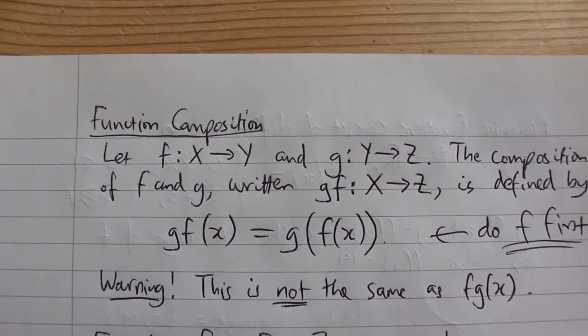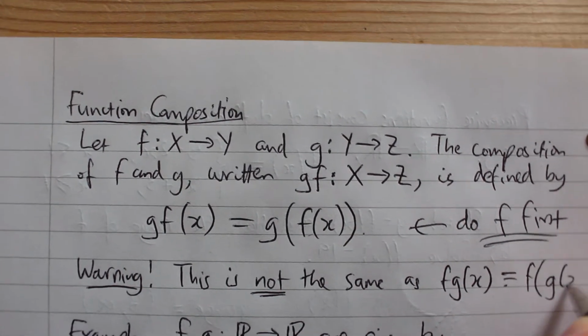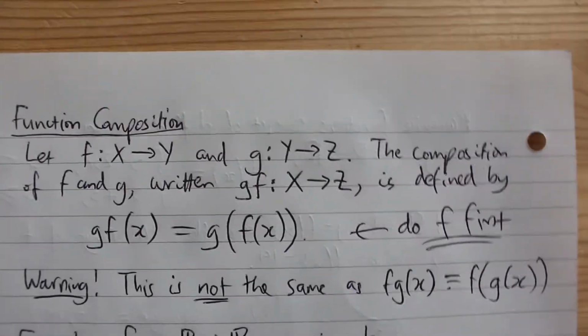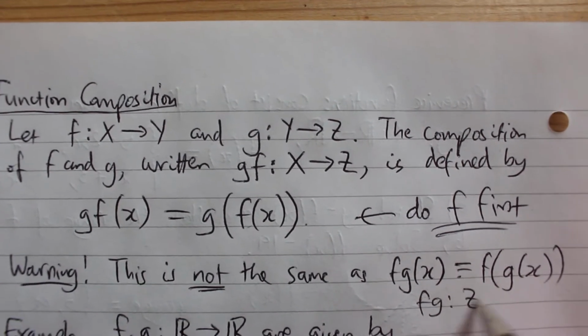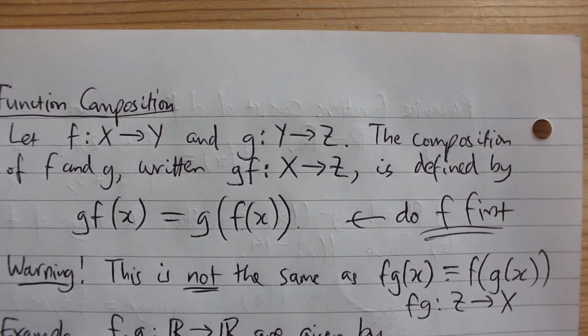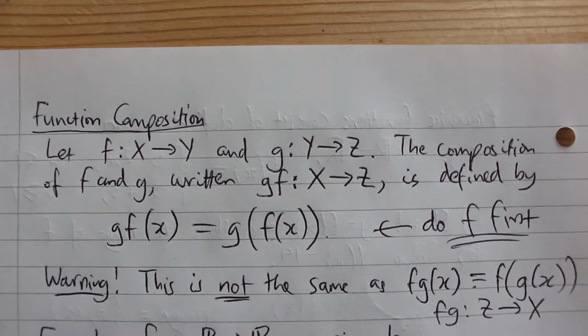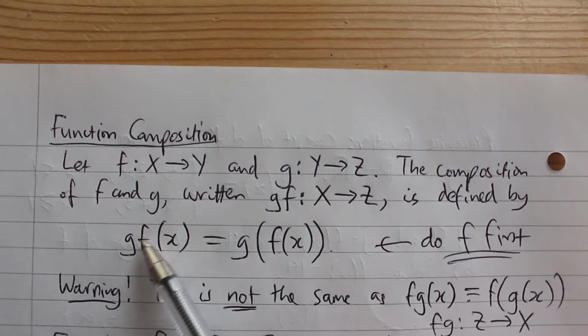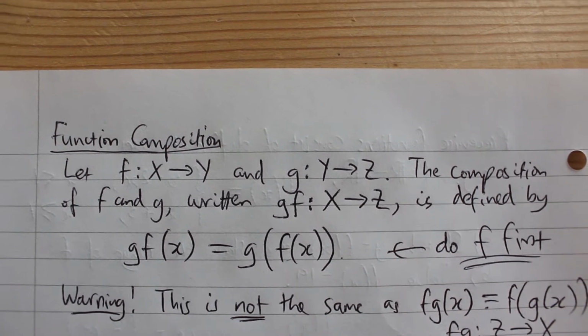And this is not the same as fg of x. Fg of x is f of g of x. And notice that it goes between completely different sets. Fg is a map from Z to X. So they're really not the same thing at all, and you have to be very careful about which one you do first. But it's always the thing on the right, the thing nearest the input, that we do first.